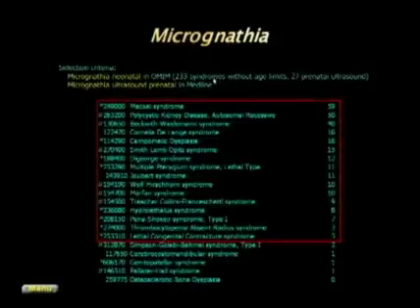Micrognathia occurs in a large number of syndromes, 233 syndromes without age limit, 27 prenatal diagnoses, and this is a list of the conditions that are associated with micrognathia.